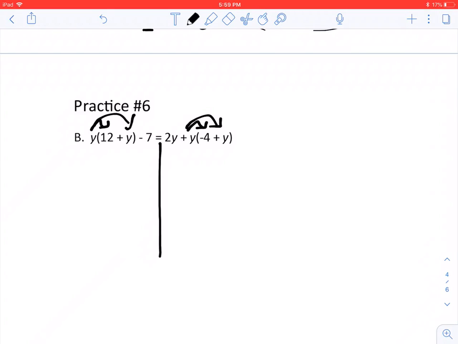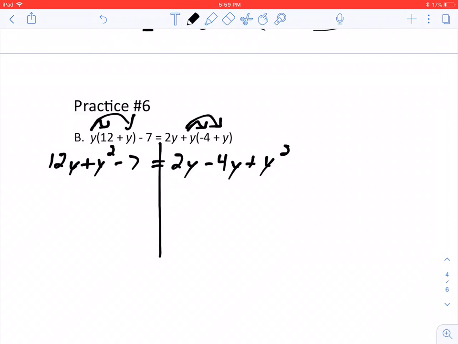So starting with the left-hand side, y times 12 is 12y. And then y times y is actually going to be y to the second. And then we still have this minus 7. And then we have a 2y. And y times negative 4 is negative 4y. Y times y is y squared. So I distributed the y on the left, I distributed the y on the right. We still have cleanup work to do on each side. The left-hand side, as you can see, there's a y squared, and then a minus 7. None of those are like terms, so we're going to leave those alone.